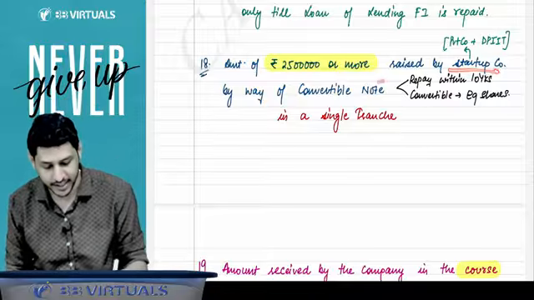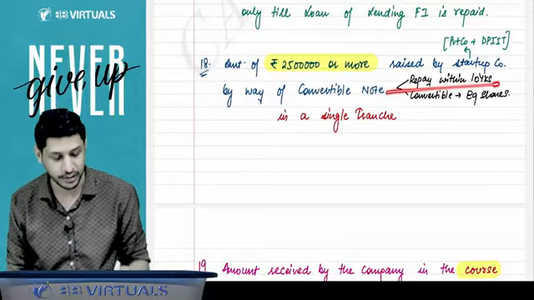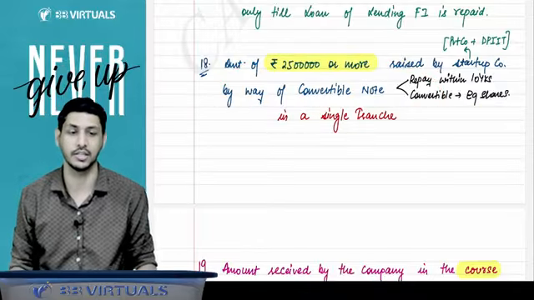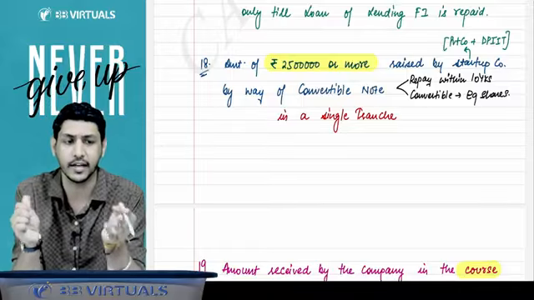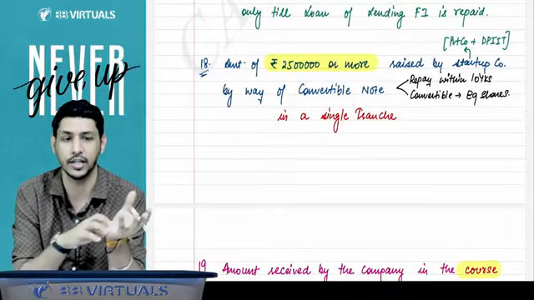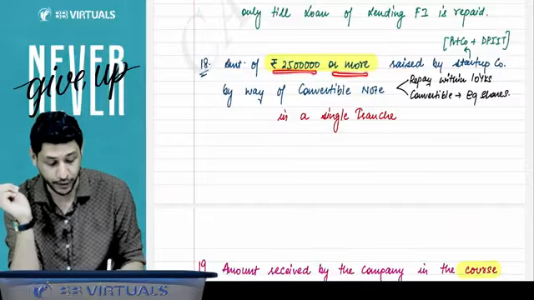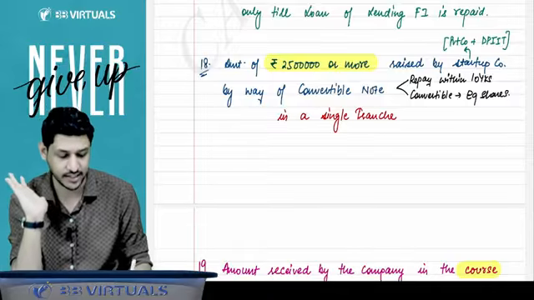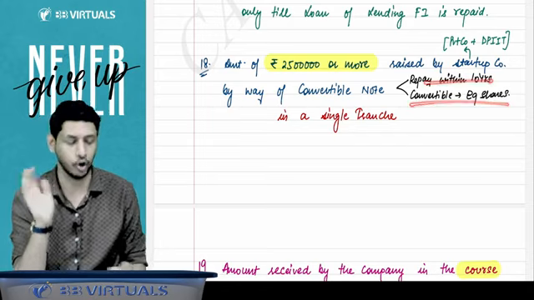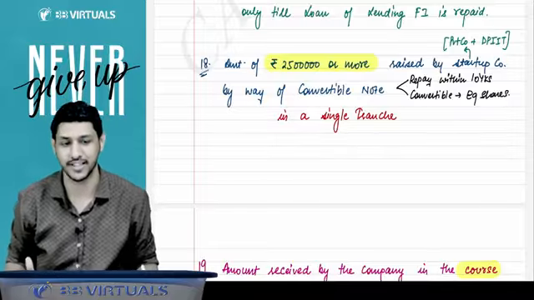So if a startup company has raised an amount of 25 lakh or more by way of convertible note, that will be repaid within a period of 10 years or converted into equity shares, and you have raised this amount in a single tranche, then that kind of amount will not be considered a deposit. The amount of 25 lakh rupees or more must be there, raised by a startup company by way of convertible note, repayable within 10 years or convertible into equity shares in a single tranche.